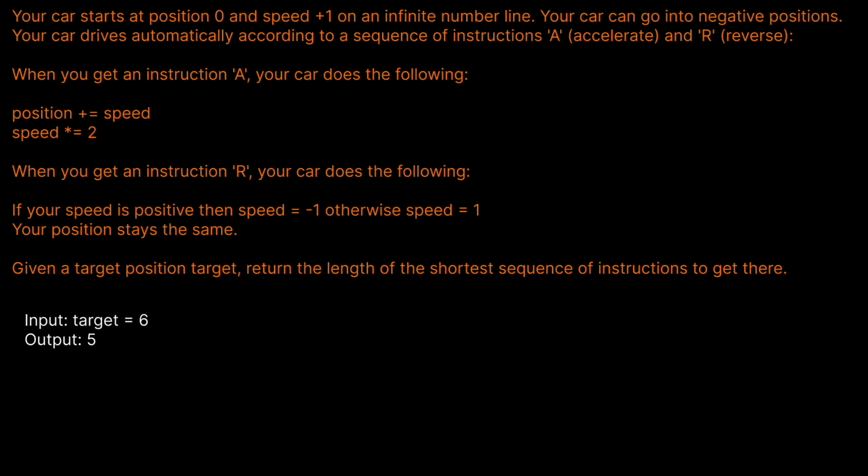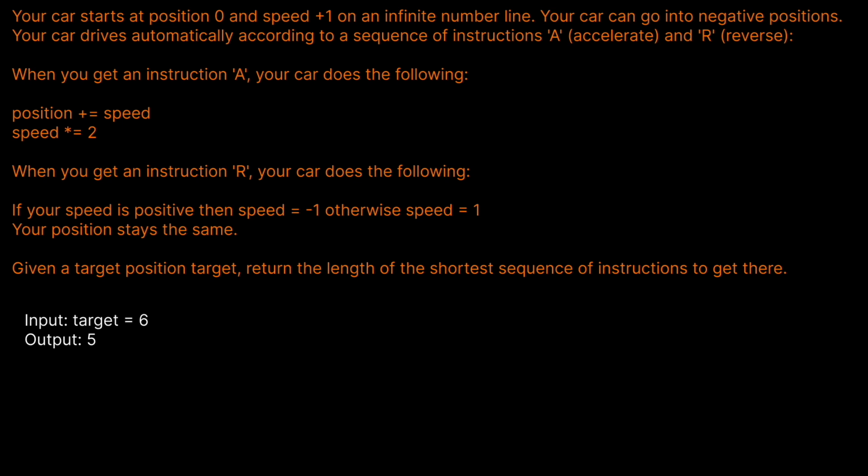Your car starts at position 0 and speed +1 on an infinite number line. Your car can go in negative positions. Your car drives automatically according to a sequence of instructions, A for accelerate and R for reverse. When you get an instruction A, your car does the following. Its position is increased by its current speed, and the speed is multiplied by 2.